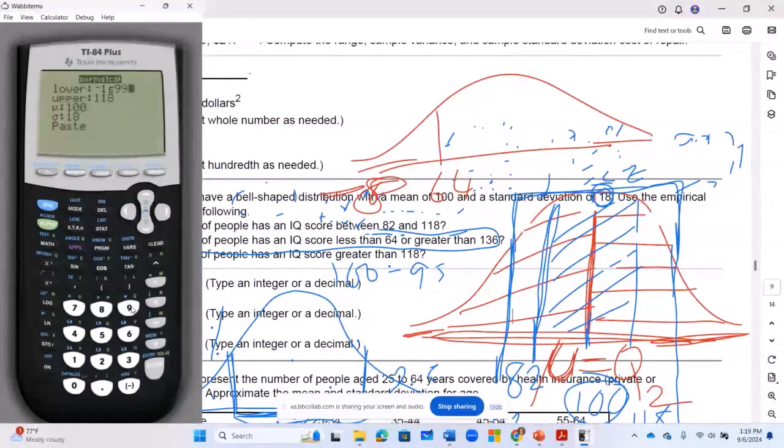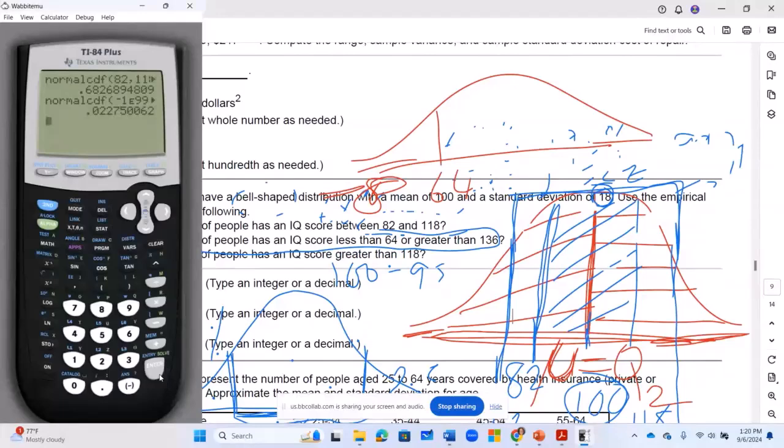Why am I doing this? I'm calculating area to the left. Anytime I'm calculating area to the left, I am using a lower bound and an upper bound. So this is 64, and the mean is 100. The standard deviation is 18, and then I will paste. When I hit enter, it gives me approximately the answer I had.